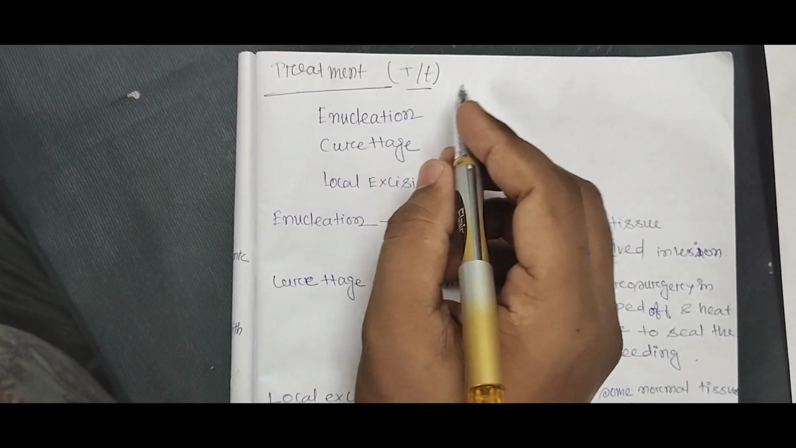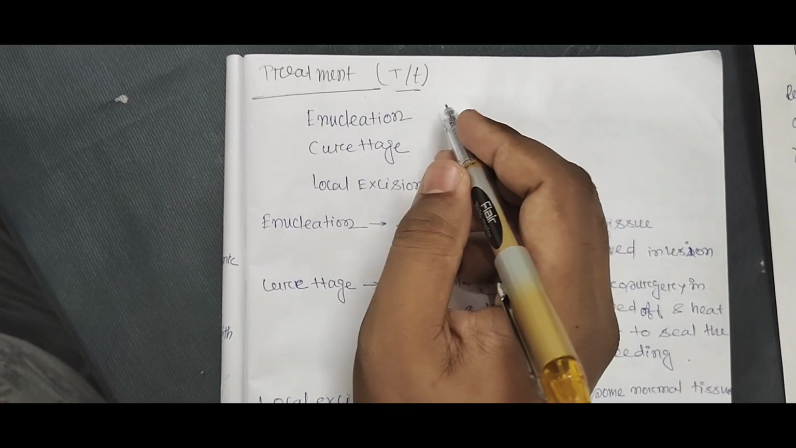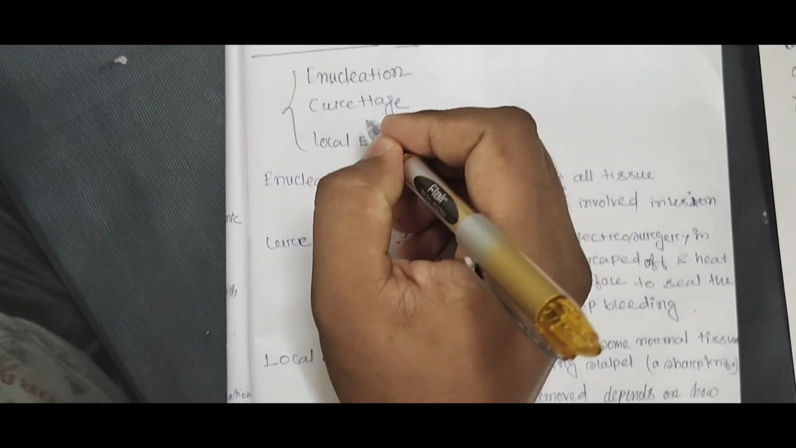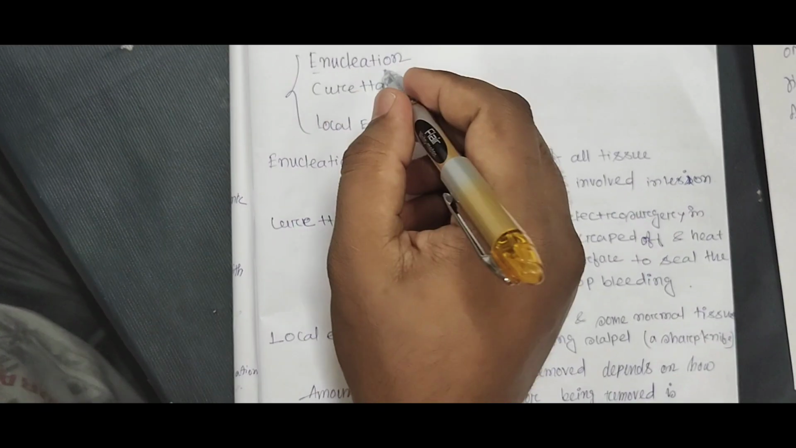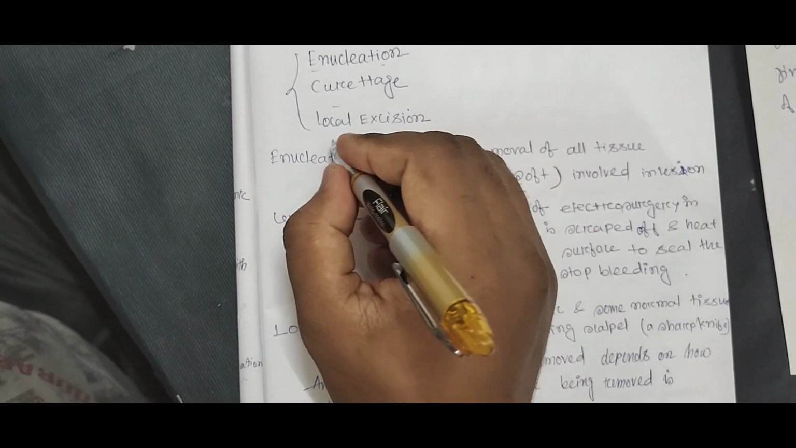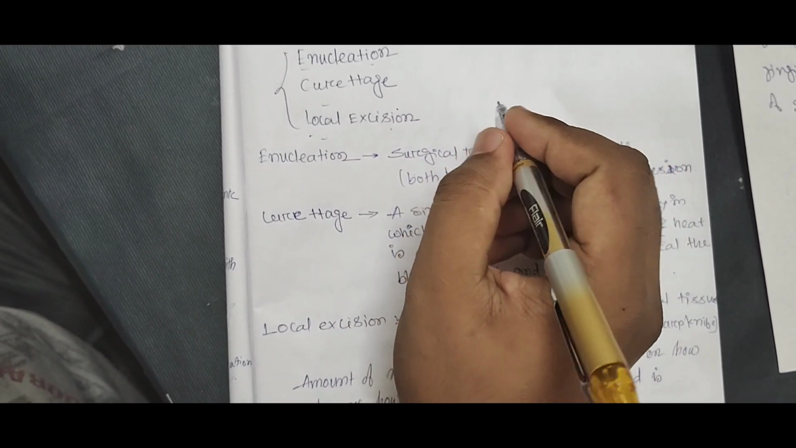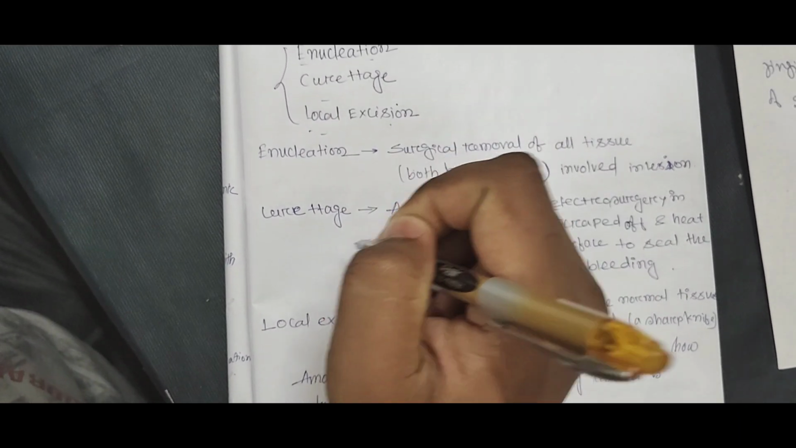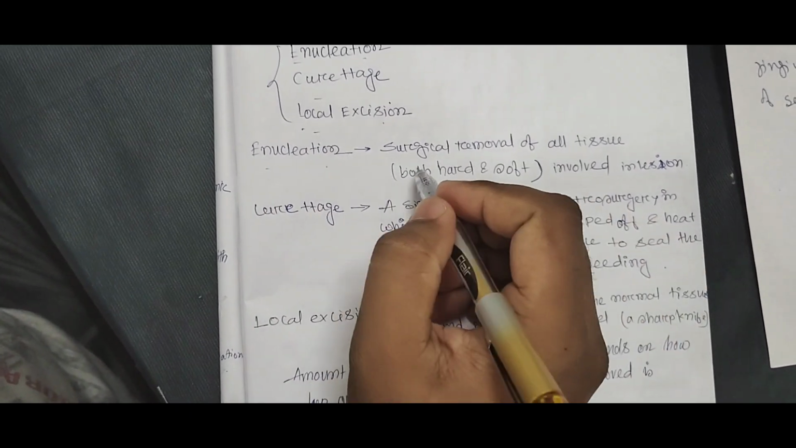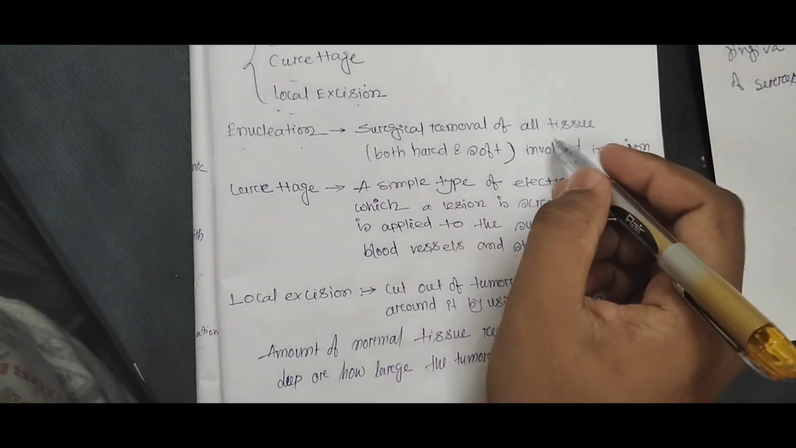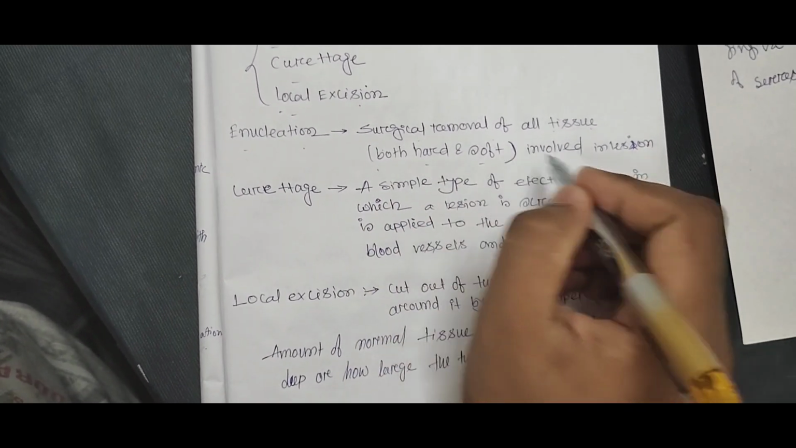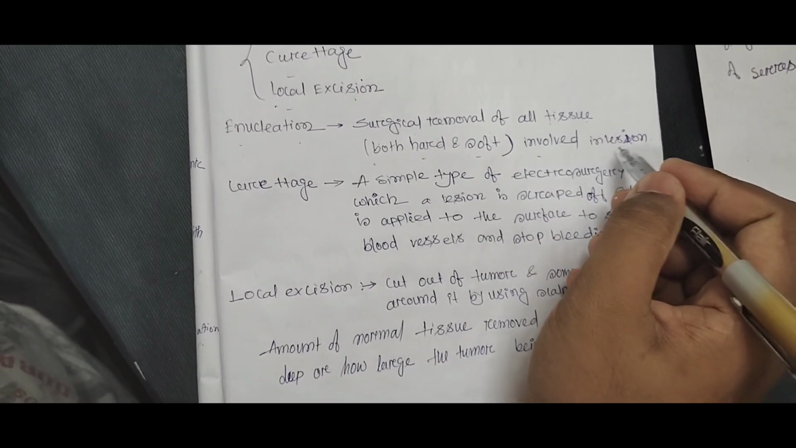Now, treatment of the squamous odontogenic tumor. There are three processes of treatment: enucleation, curettage, and local excision. What are they? Enucleation is the surgical removal of all tissue, both hard and soft tissue, involved in the lesion.